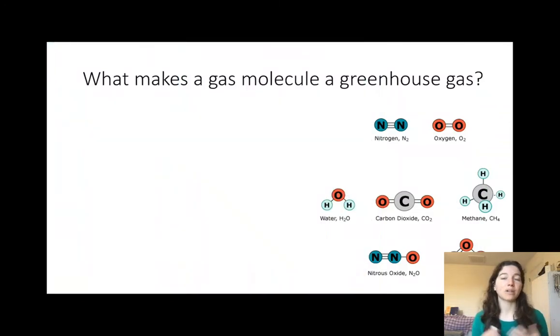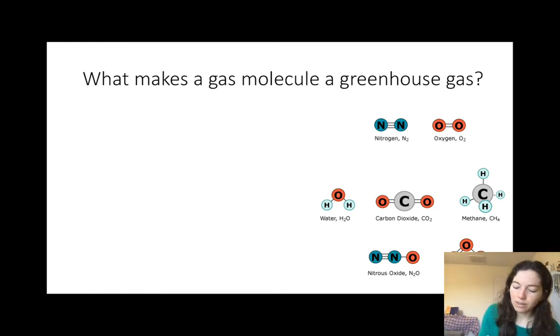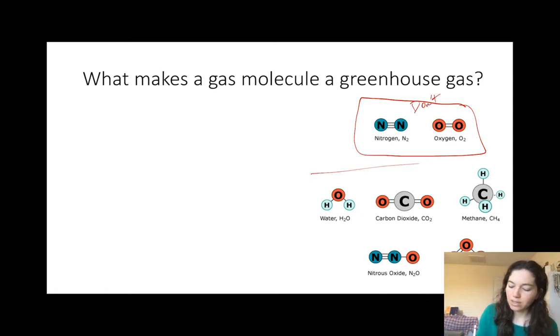So last chapter we talked about greenhouse gases. We had discussed that some molecules in the atmosphere can absorb IR radiation from the sun, and that's what causes them to be a greenhouse gas, because then they heat up. But some molecules in the air don't. So in particular, these two don't absorb IR radiation. These do.